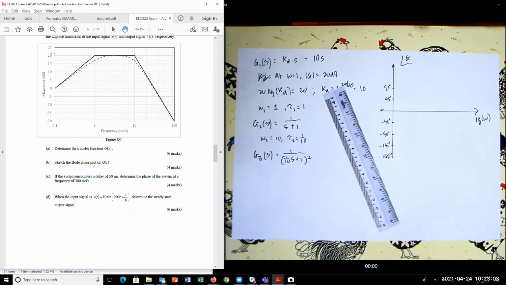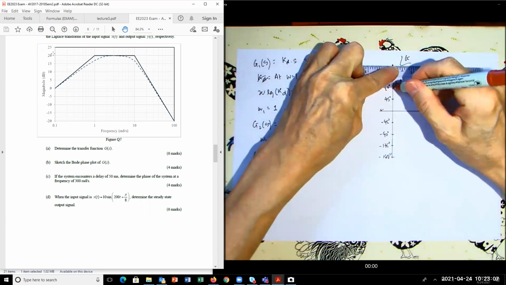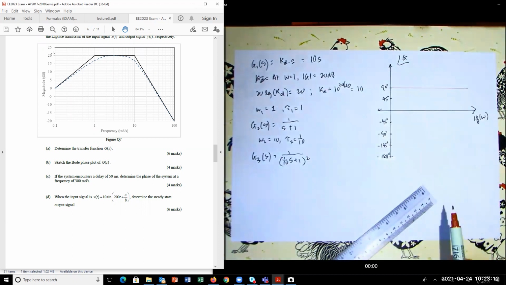So G1 will be up here, at 90 degrees. Prof, how come the horizontal axis is labeled as log W and not log F? Can I put F radians? No, it's radians per second, but it's a log scale. That's why I put log there. You see the log scale? I shouldn't put omega there. Okay, so this is G1.